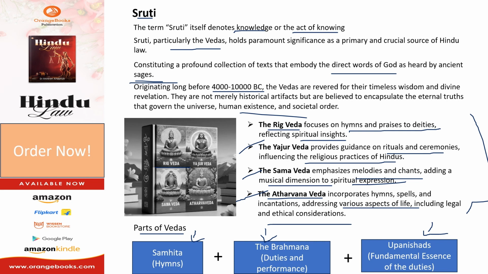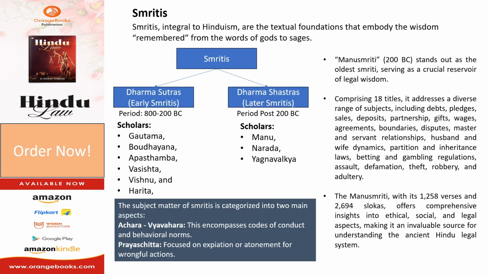Shrutis are about knowledge, which is given by God directly to the rishis and evolved between 400,000 to 10,000 BC. The most important Shrutis are the four Vedas: Rig Veda, Yajur Veda, Sama Veda, and Atharvana Veda. Each of these Vedas is divided into three parts: Samhita, which is nothing but hymns; the Brahmana, which talks about duties and performance; and Upanishads, which talk about the fundamental essence of these duties. With this, let's move to the next one: Smritis.